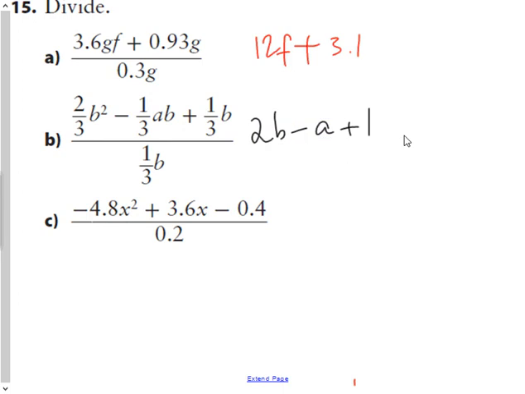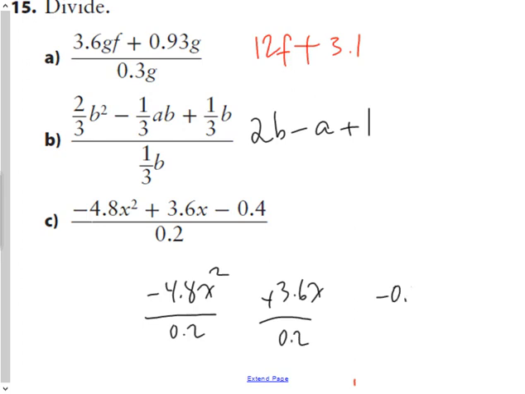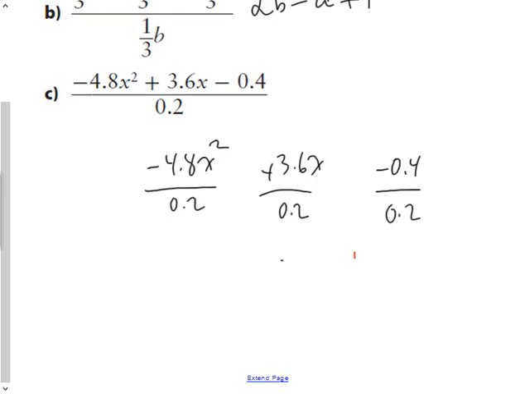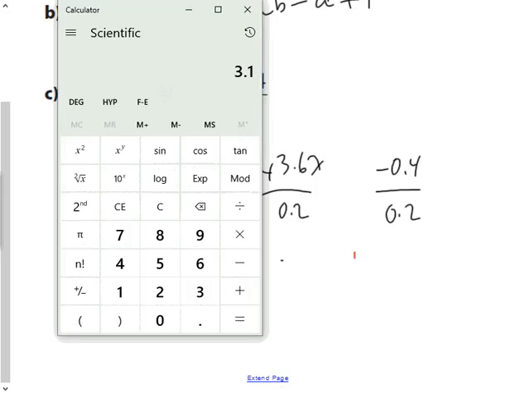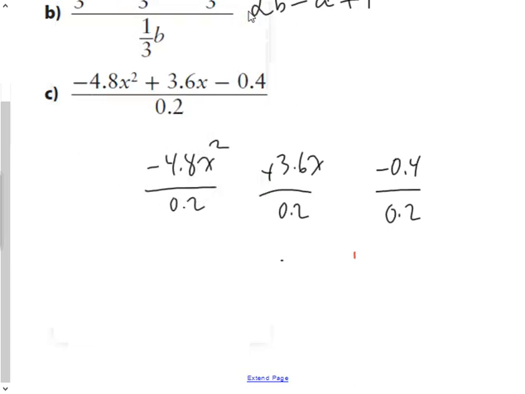And finally, your last question: negative 4.8x squared divided by 0.2, positive 3.6x divided by 0.2, and negative 0.4 divided by 0.2. 4.8 divided by 0.2 is 24. Will it be a negative 24 or a positive 24? It'll be a negative 24. And x squared has nothing to cancel it out with, so it just stays as an x squared.